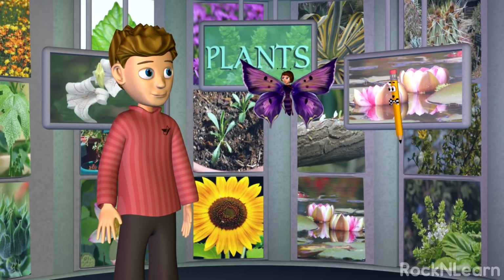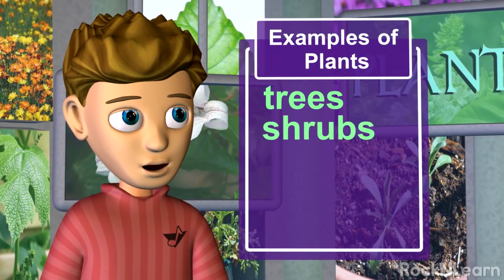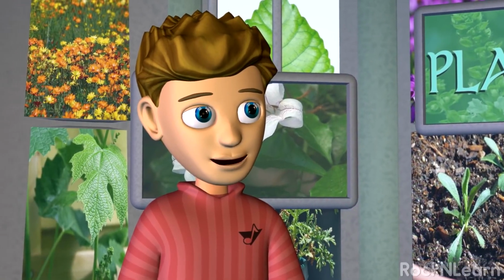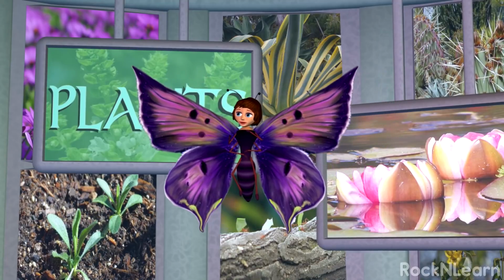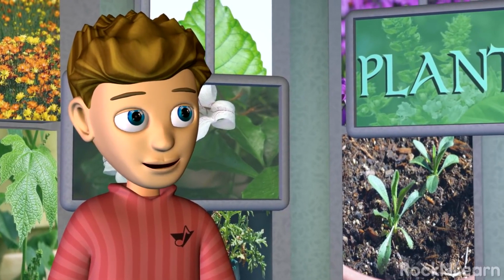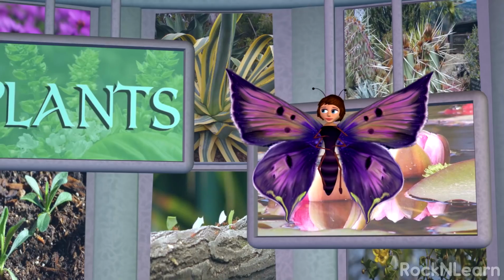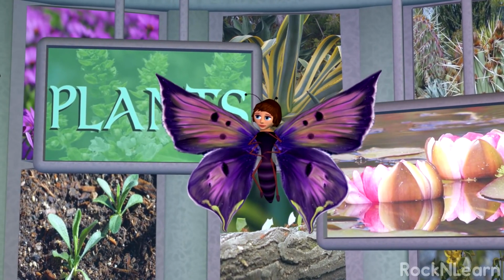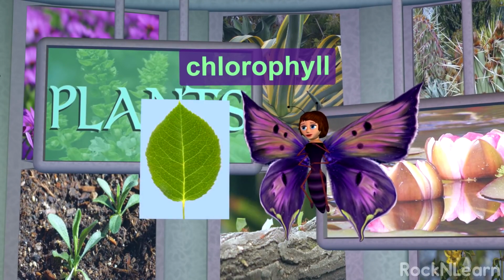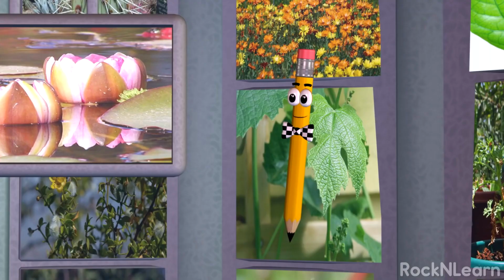Tell us what you know about plants, Kevin. Well, some examples of plants are trees, shrubs, vines, grasses, and flowering plants. And plants can produce their own food. They sure can. But do you know how plants make their food? My teacher said plants need water, air, light, and nutrients. That's right. The leaves of plants contain a colored pigment called chlorophyll. Chlorophyll makes plants appear green and helps them absorb the energy from sunlight for a process called photosynthesis.